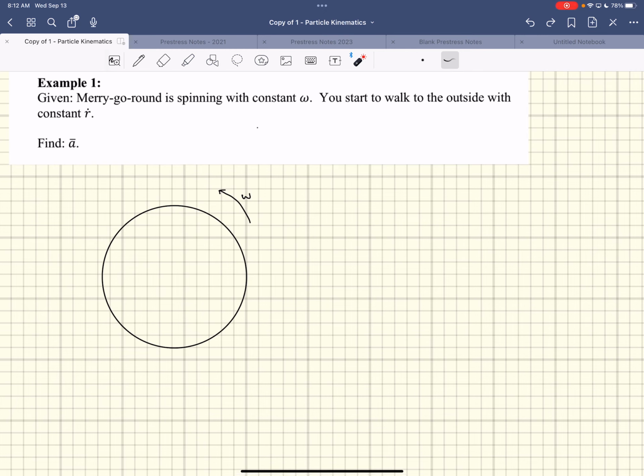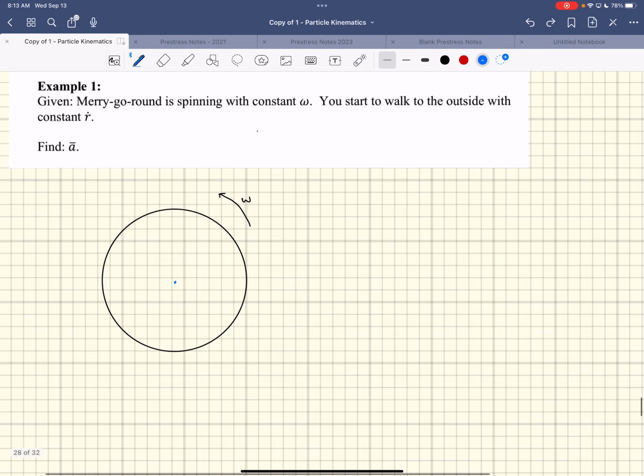This is a really boring example. We already talked about this a lot, but it takes like two lines here. It says, given a merry-go-round spinning with a constant omega, you start to walk to the outside with a constant r dot. So we're on this thing somewhere, and we start to walk to the outside with a constant r dot. What is a? We just write down the equation for a: r double dot minus r omega squared in the e_r direction, plus r alpha plus 2 r dot omega in the e_theta direction.